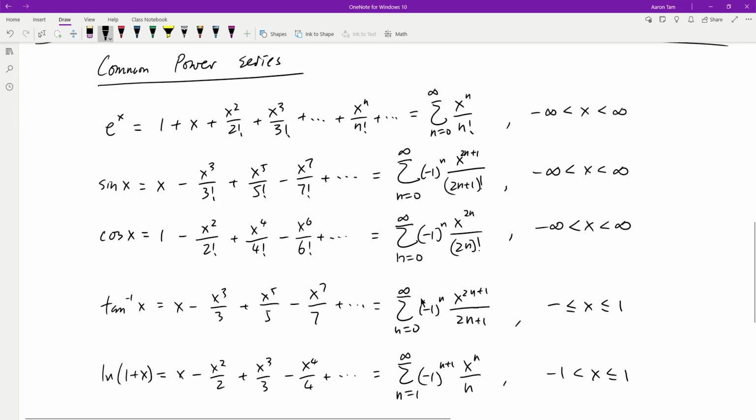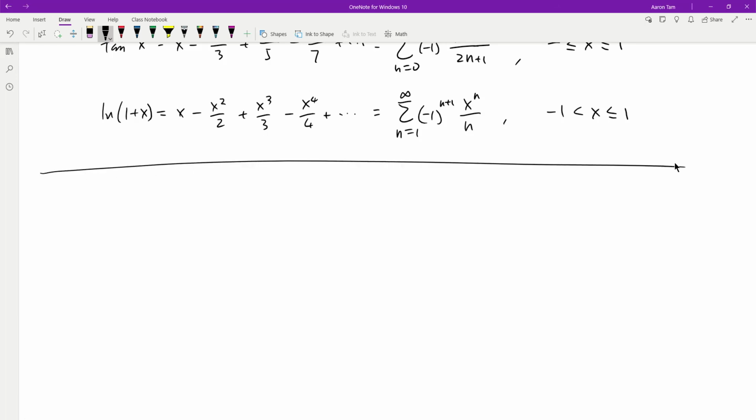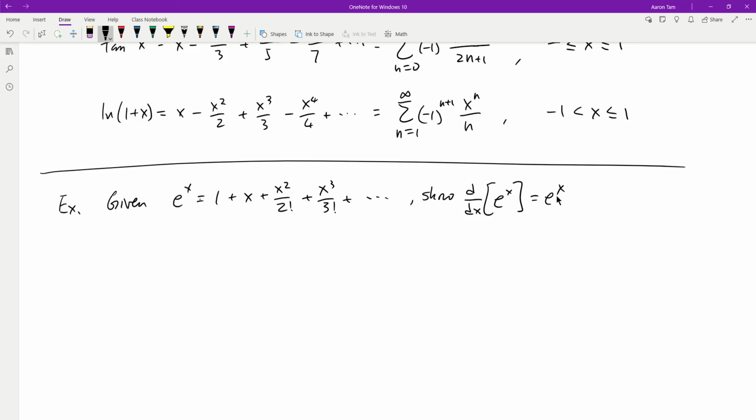So now let me show you some interesting things about these power series. The first one that I want to show you, which we kind of saw already in the matrix exponential, is the fact that when you take the derivative of e to the x, you actually get e to the x. So let's say given that e to the x is equal to 1 plus x plus x squared over 2 factorial plus x to the third over 3 factorial, show that d over dx of e to the x is equal to e to the x, using the power series, of course. So let's go ahead and do that.